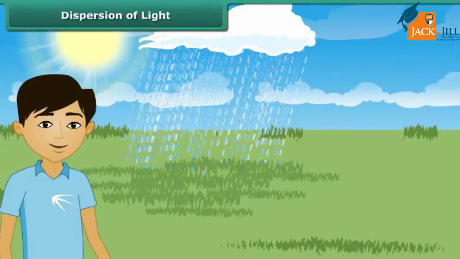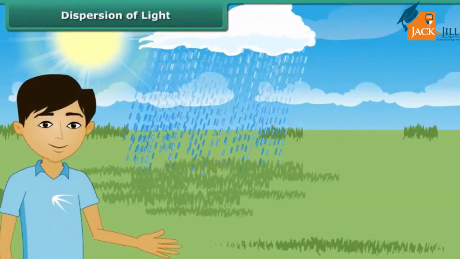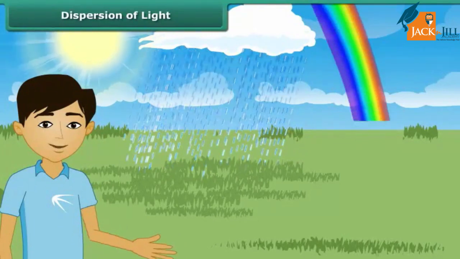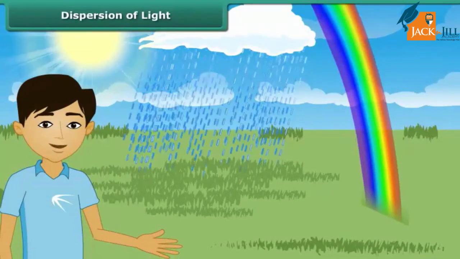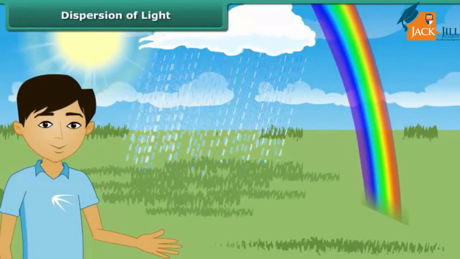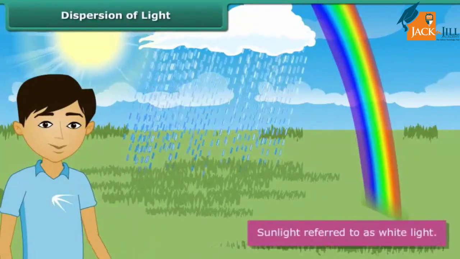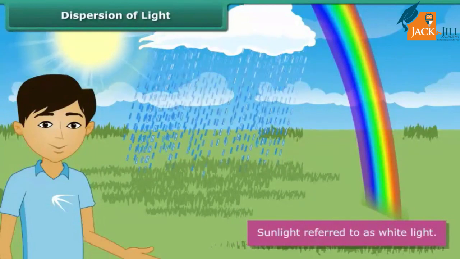What do we observe in the sky after rainfall? Yes, a beautiful multiple-colored rainbow. But where did all these colors come from? We know that the sunlight is referred to as white light.